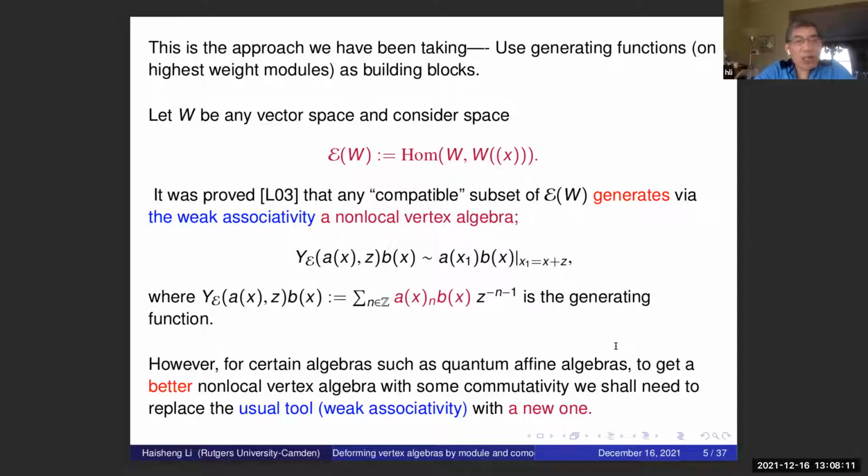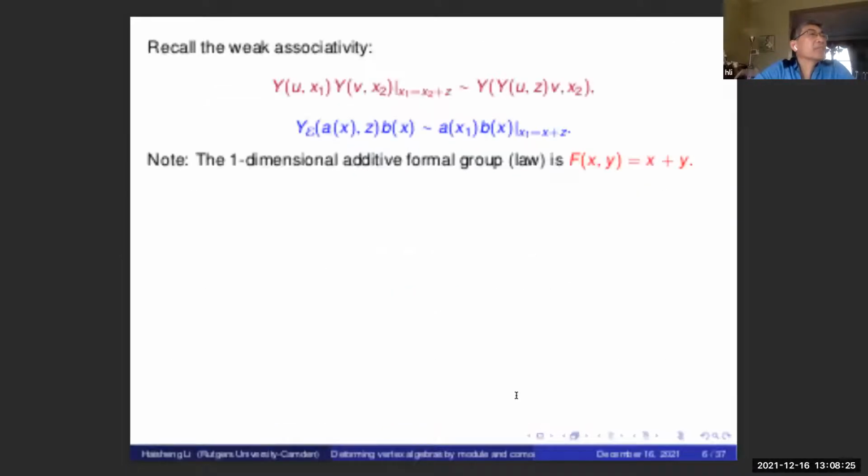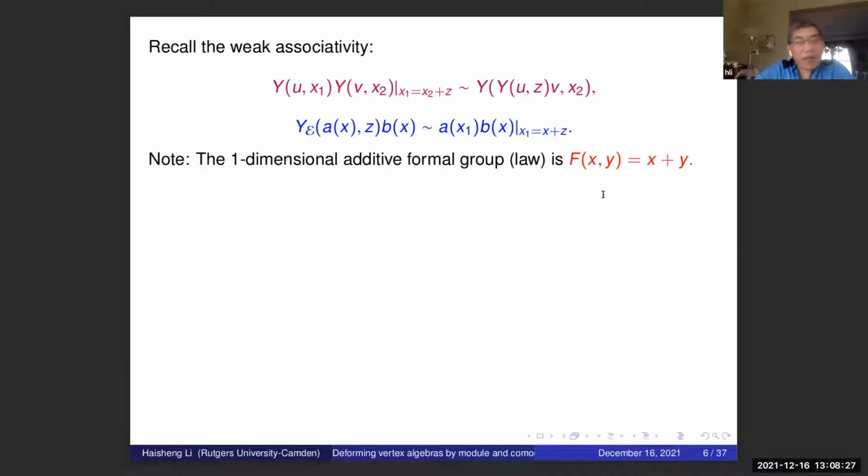So then, especially for quantum affine algebras, we think maybe there are other ways to generate. Here we use this substitution x1 equals x plus z, so maybe we can have others. That's an idea. Actually, a long time ago, a lot of people realized, especially in one of Borcherds' papers, that formal group law implicitly plays a very important role in the notion of vertex algebras.